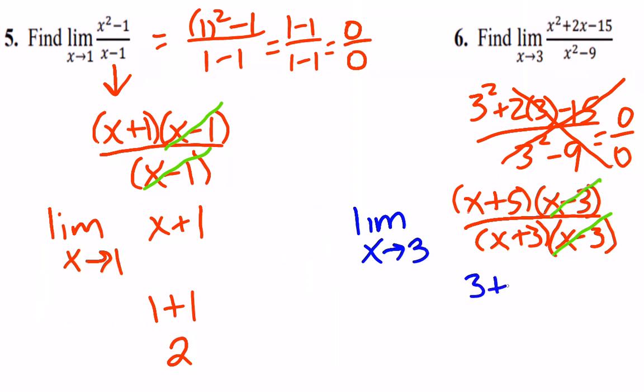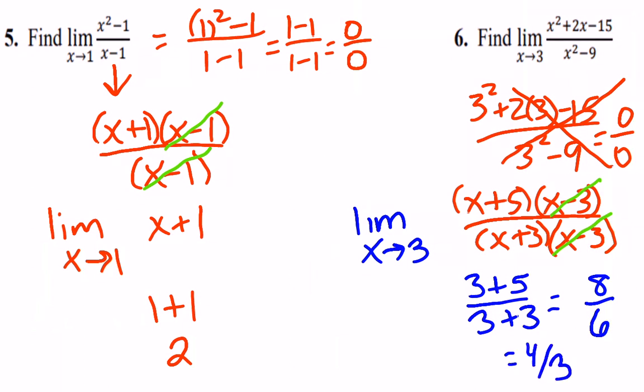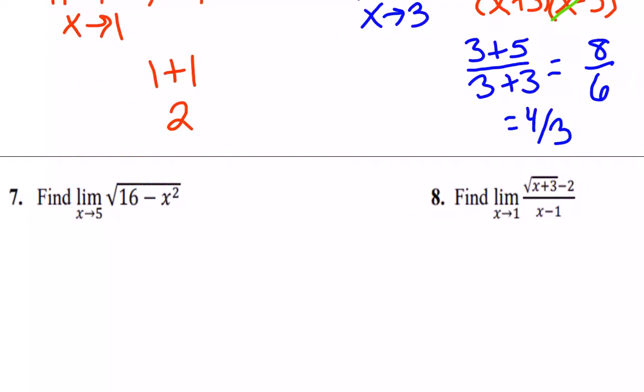So 3 + 5 over 3 + 3 is going to give me 8 over 9. 8 over 9. Oh, I can't add. That's what I did wrong. Sorry. Hello. 8 over 6, which reduces to 4 over 3. Forgive me for that.